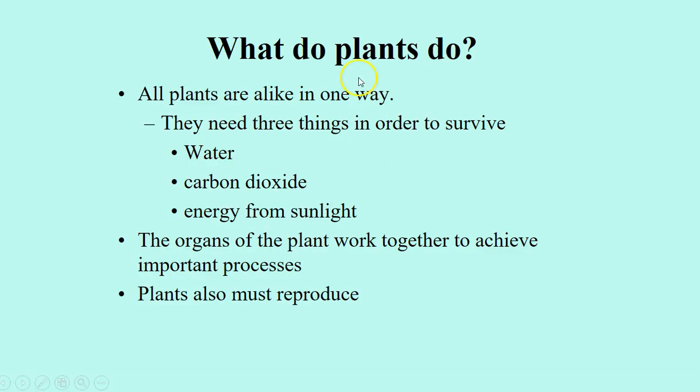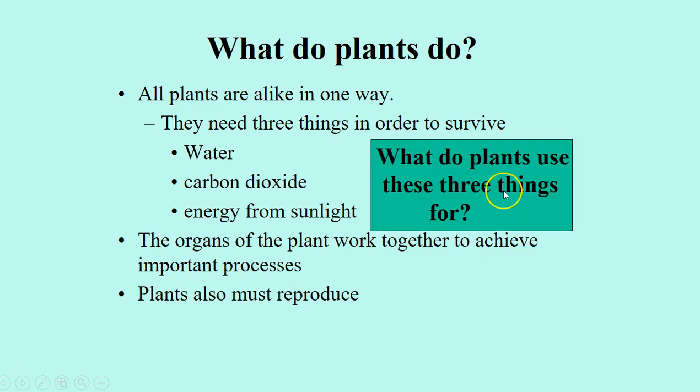Okay, so what do plants do? Well, all plants are alike in one way. They all need three things in order to survive. They need water, they need carbon dioxide, and they need energy from the sun so that they can make glucose and oxygen, which is what we actually need to breathe in. The organs of the plant work together to achieve important processes, so we're going to talk about some interactions that occur among your plant systems. And we know that plants must also be able to reproduce, so that's where the flower comes in. What do plants use these three things for? Well, remember, plants produce glucose through the process of photosynthesis.